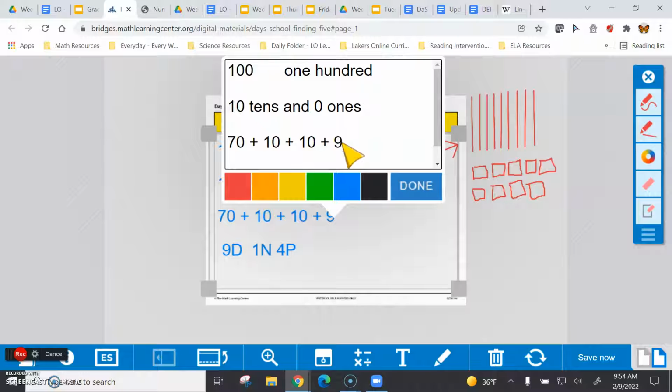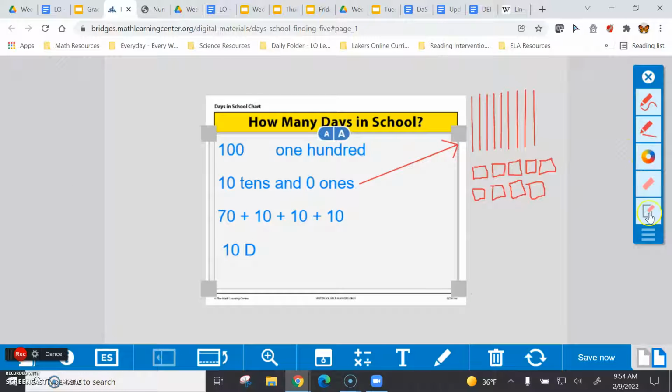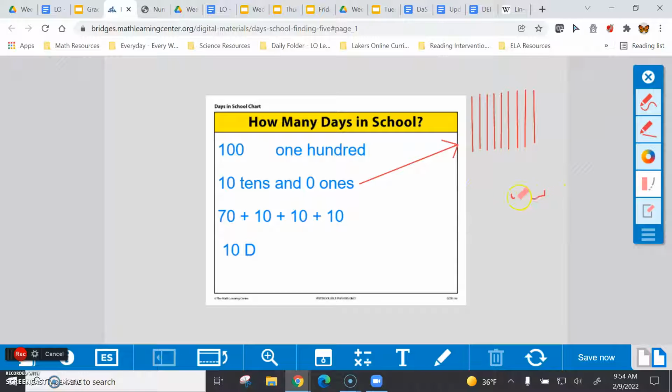And then this becomes 70 plus 10 plus 10 plus 10. Finally, that means we can put a total of 10 dimes that would equal that 100 number. We would change this information over here on the side and erase all of that because we don't need those ones anymore. We're at the 100th day of school, which means we would add just one more group of 10 to make 100. Fantastic.